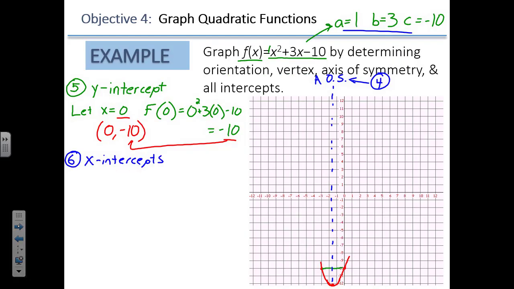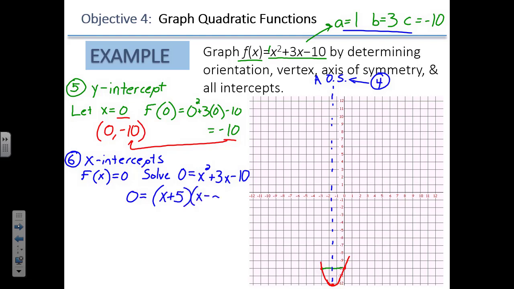So to find our x-intercepts, we're going to let f of x, or in other words y, be equal to 0. So then this means we need to solve 0 equals x squared plus 3x minus 10. And of course we can solve that using the quadratic formula, by factoring, by completing the square. This one factors pretty nicely, so let's just do that. We get 0 equals x plus 5 times x minus 2. And so we have two solutions here. X plus 5 equals 0 means x equals negative 5.